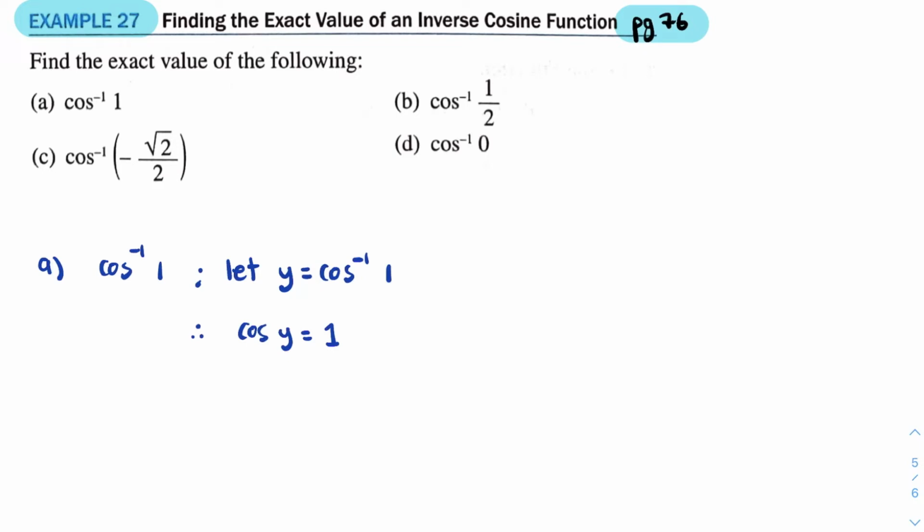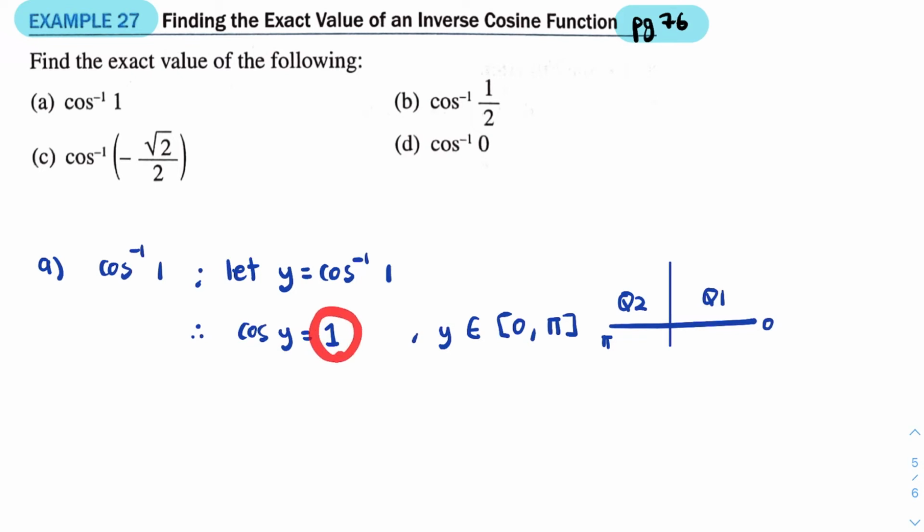Now, where does it fall for y? The domain for y belongs between 0 and pi. If you look here, 0 to pi falls in either quadrant 1 or quadrant 2. This is 0 degrees, this is pi. Now, when does it happen that you have 1 here? Is it a positive or negative cosine? Since it is a positive cosine, it falls in quadrant 1.